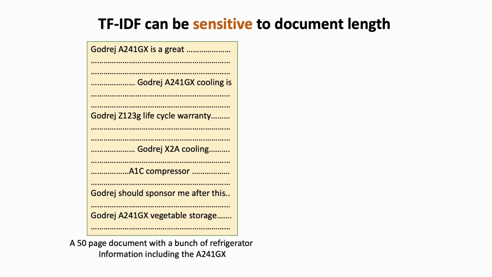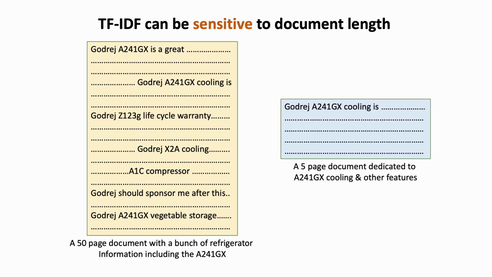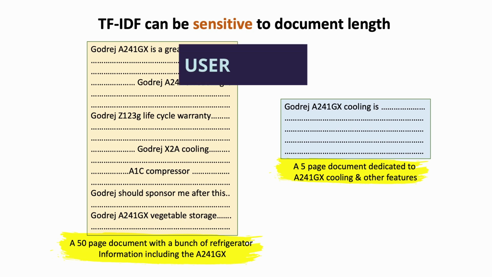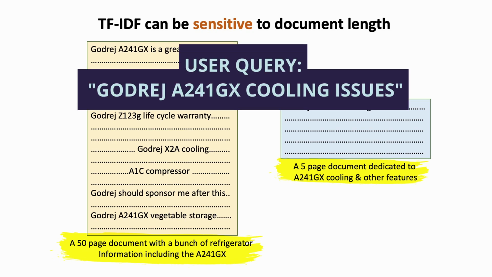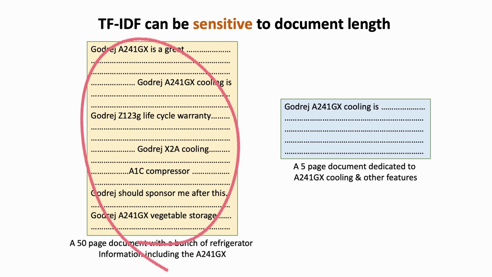Let's say among our database of refrigerator manuals, we have two documents: a short, concise manual for the Godrej A241GX and another comprehensive 50-page guide covering multiple Godrej refrigerator models, including that A241GX. Now, if a user queries "Godrej A241GX cooling issues", which document do you think TF-IDF is likely to retrieve? Well, with TF-IDF, the longer document might get a higher score simply because it mentions Godrej and A241GX multiple times due to its length.